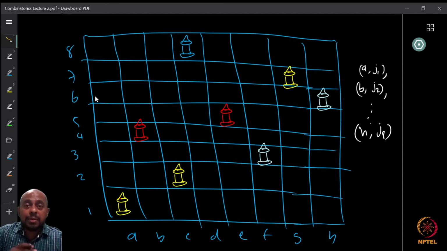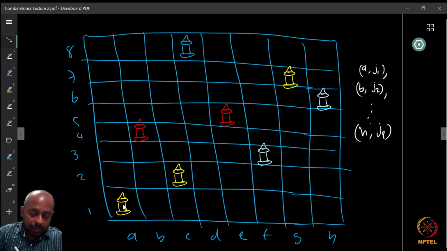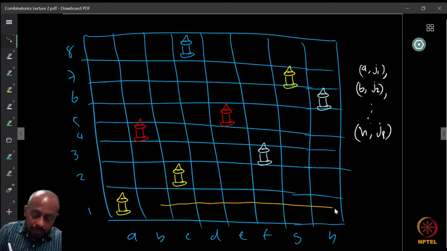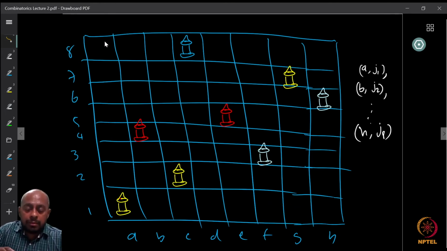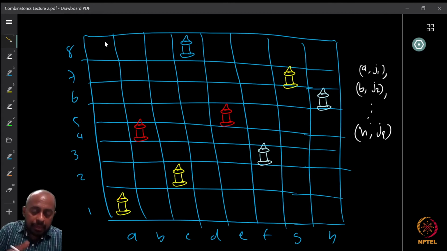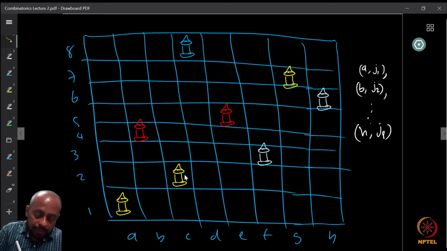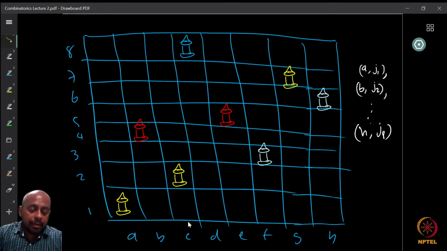So I don't want the rooks to be attacking. If I have a rook in this position, then I cannot put any rook anywhere here, or anywhere here. Then I can put a rook maybe here, for example. But then if I put one here, in this rank it cannot have anything else, and in this file it cannot have anything either. This way I want to put 8 rooks so that they don't attack each other. I want to count the number of ways I can do this.